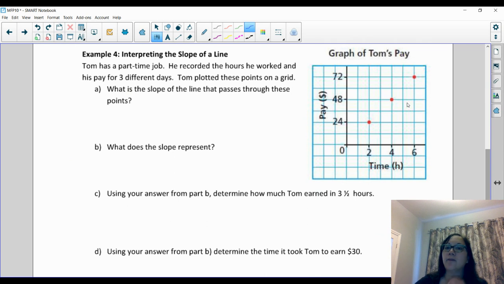All right, example 4, our last example for this section. Tom has a part-time job. He recorded the hours he worked and his pay for 3 different days. He plotted these points on a grid. What is the slope of the line that passes through these points?